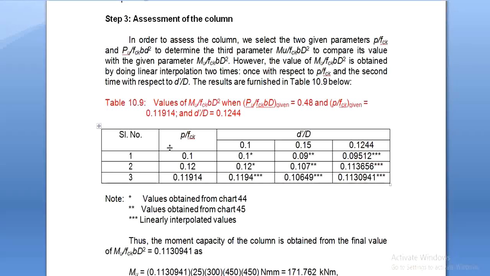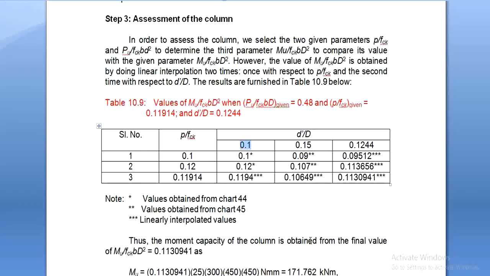Now you can see I need to do multiple linear interpolations, because P by FCK is not matching with the chart values, and D dash by D value is also not matching with the chart value. So this is the value of P by FCK, this is the value of D dash by D. First I am going to interpolate the D dash by D values. So you can see, D dash by D 0.1, the value for P divided by FCK.